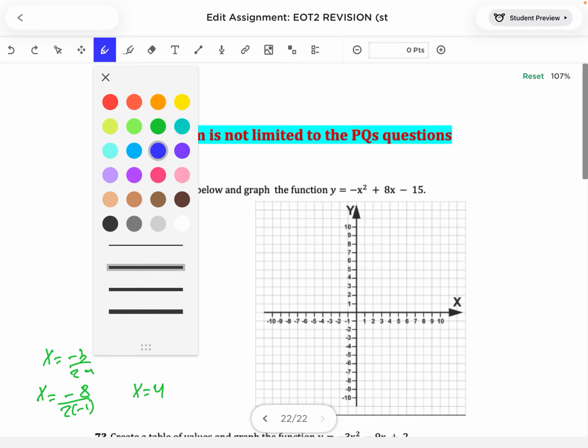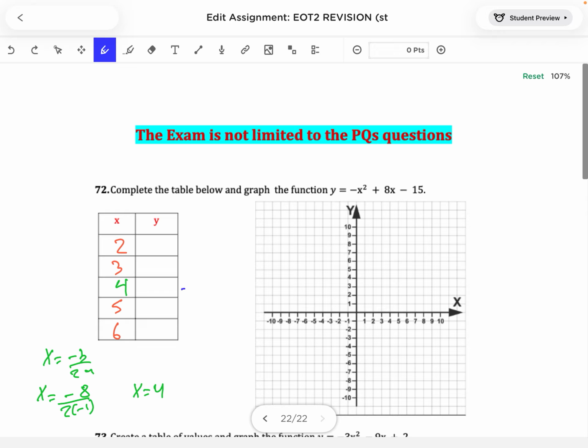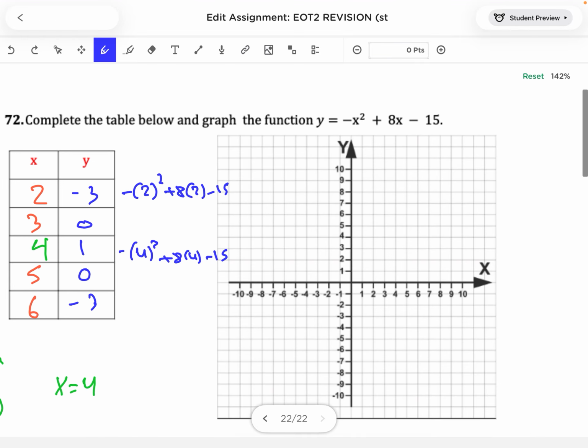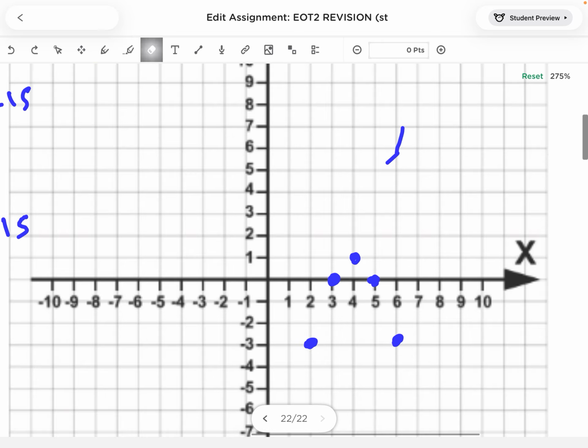Let us calculate. It will be negative 4 squared plus 8 times 4 minus 15. It will be 1. If we replace 2, for example, negative 2 squared plus 8 times 2 minus 15, it will be negative 3, 0, 0, and negative 3. Let us plot. So we have 2 and negative 3, 3 and 0, 4 and 1, 5 and 0, 6 and negative 3. Again, it's concave down, so our graph should be down.